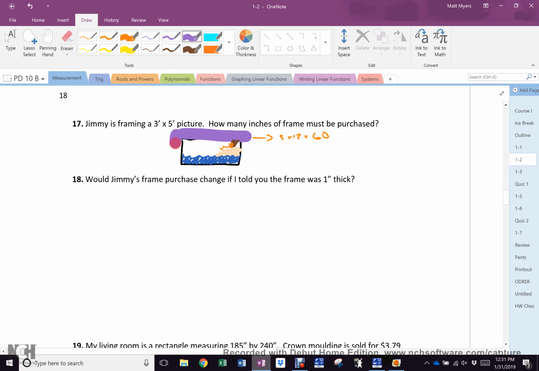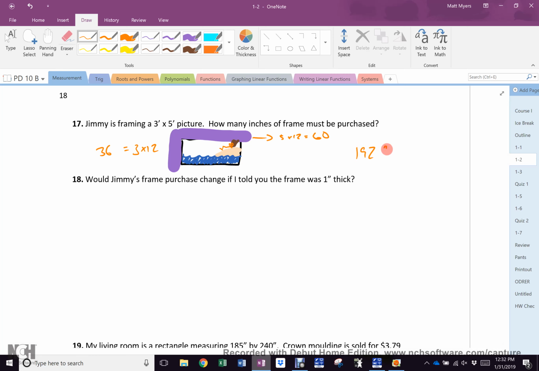How long is this? 3 times 12, which equals 36. How much frame do I need to buy? 192 inches of frame. In math class, because the frame goes around the edge of a picture.